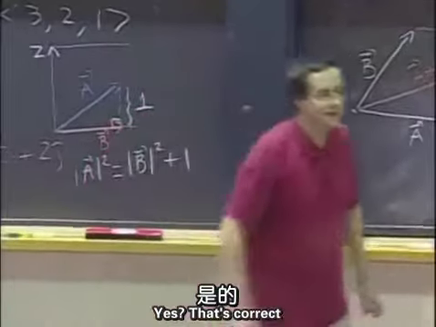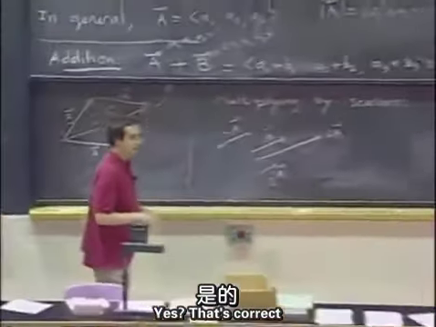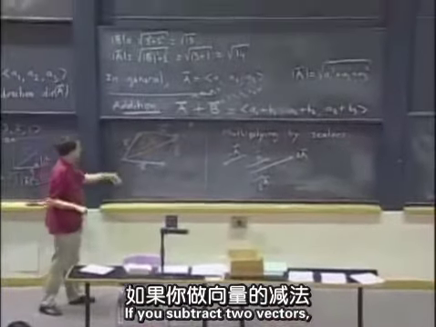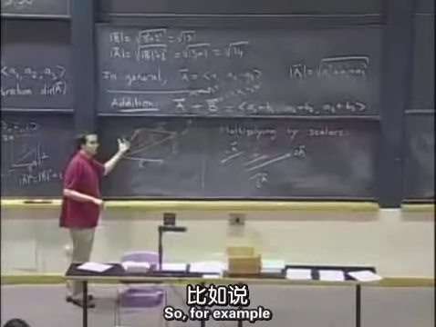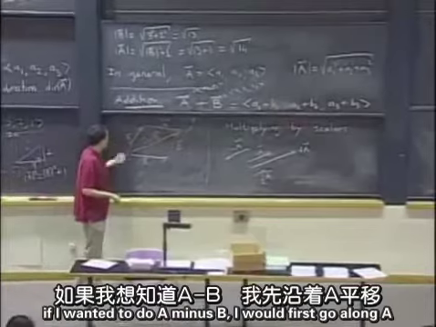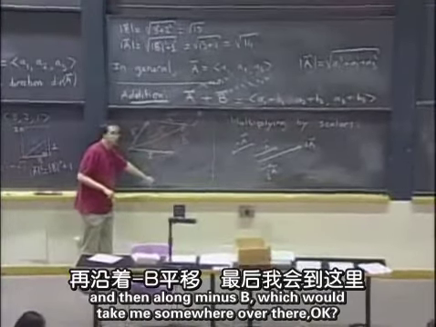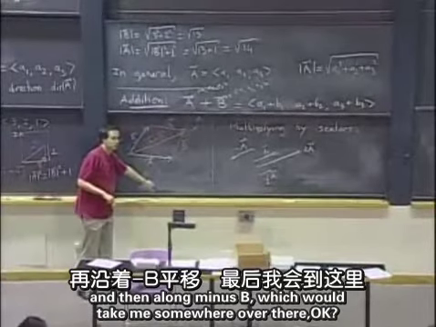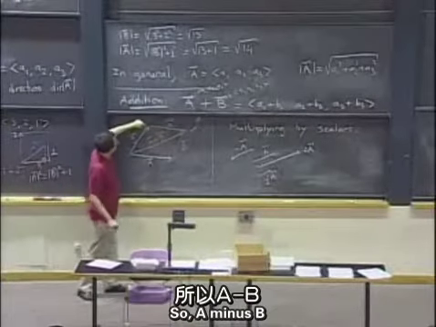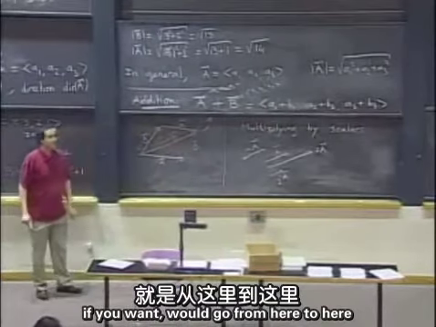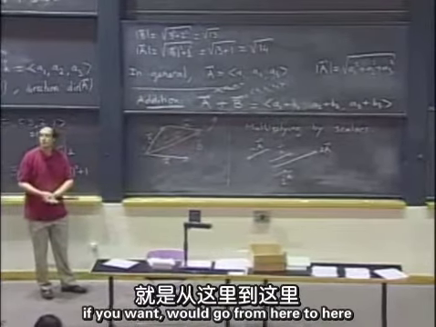That's correct. If you subtract two vectors, that just means you add the opposite of a vector. So for example, if I wanted to do A minus B, I would first go along A and then along minus B, which would take me somewhere over there. So A minus B would go from here to here.